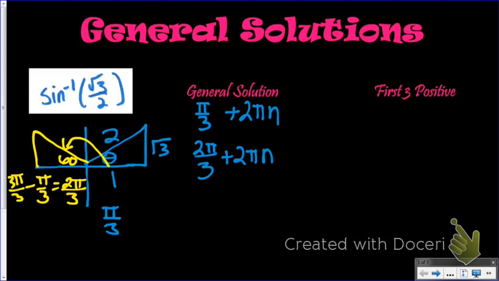Because that means I can add or subtract 2 pi as many times as I want to. N can be any number. It could be a positive number, a negative number, it's just any whole number. So I could add or subtract 2 pi as many times as I wanted to, and that would still give me a root 3 over 2 as the sine of those angles.